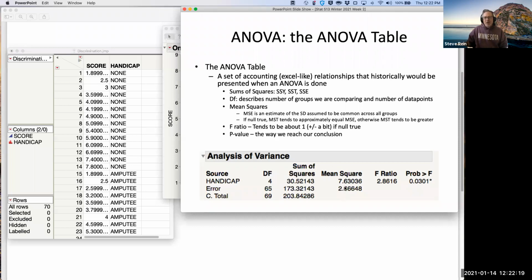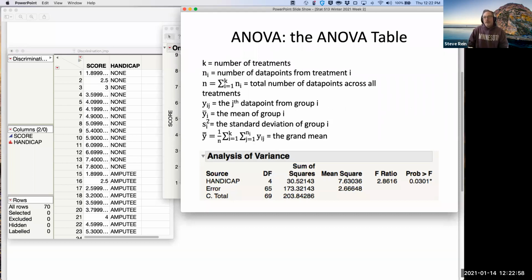This column called mean square is an intermediate step towards getting that F ratio. And literally the F ratio is a number that tends to be about 1 if the null hypothesis of all the means being the same is true, and it tends to be larger than 1 if the alternative hypothesis is true. And the p-value is just a way of saying how well our data match the null hypothesis, or, if you will, how likely is it that our F ratio would be as large as what we did get, or perhaps even larger, if the null were true.